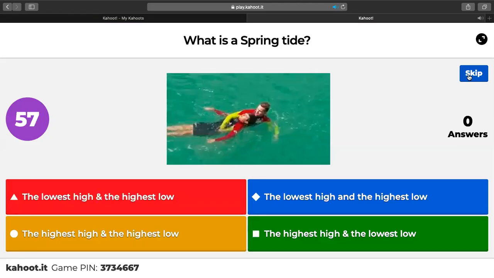Red is the lowest high tide and the highest low. Yellow is the highest high and the highest low. Blue is the lowest high and the highest low. Or green, the highest high and the lowest low. If you get this right, you're doing really well.